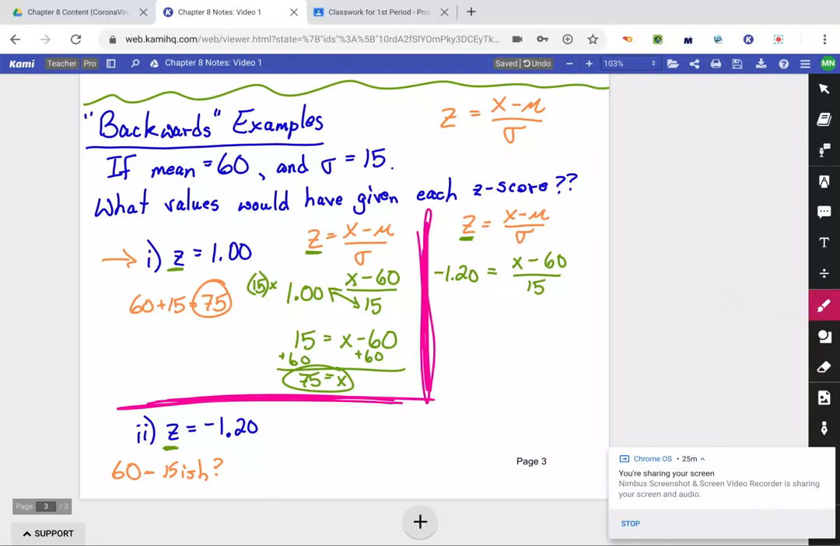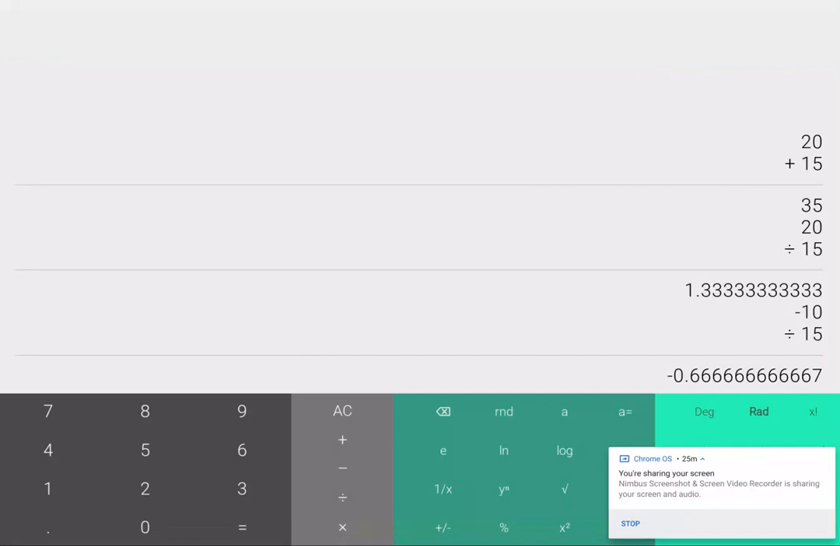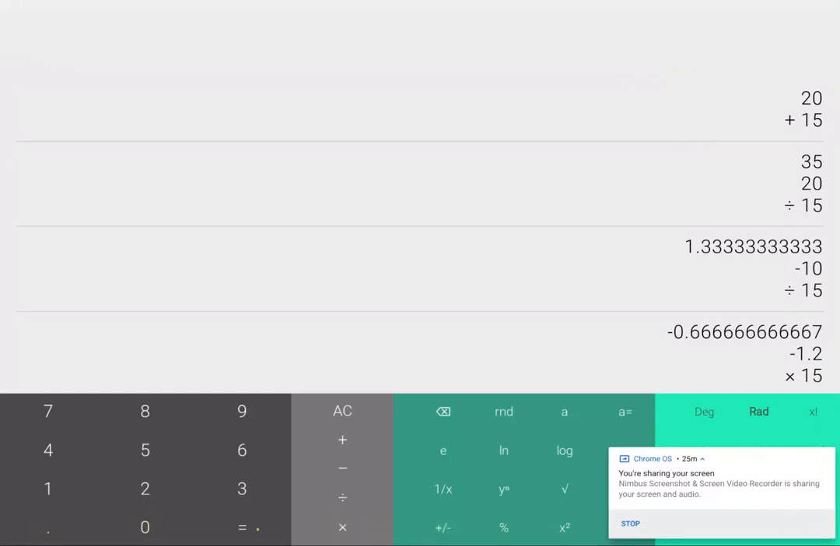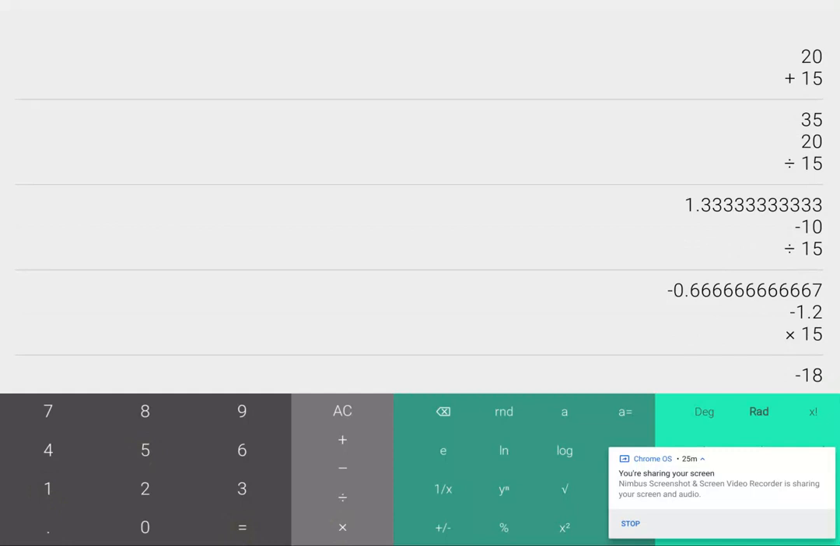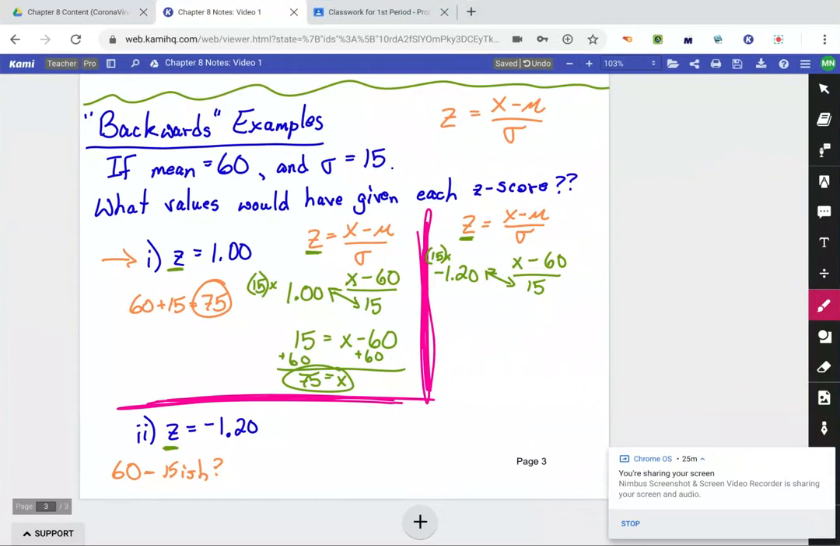So this is still the same setup. Notice you multiply by the bottom. So take 15 over here times 1.20, or times negative 1.20. I don't know what that is, so I got to bring up that calculator. But negative 1.20 times 15 is negative 18. So again, first step, just multiply and get negative 18 right here.